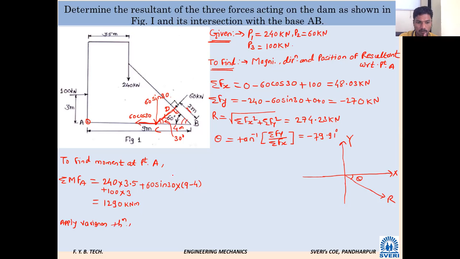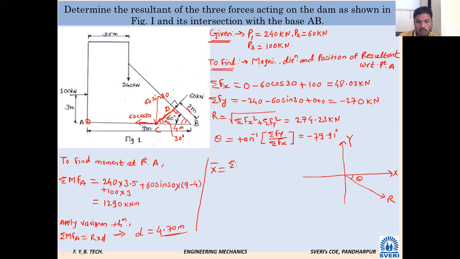What is Varignon theorem? Summation of moment due to all the forces at point A equal to R into D. From this we can calculate D, and tell me what is that value. Calculate D. I think it is 4.70. Just check. Yes, 4.70. Very good.